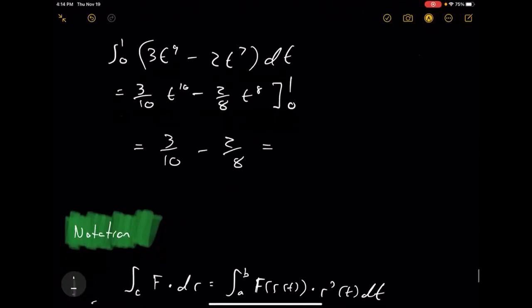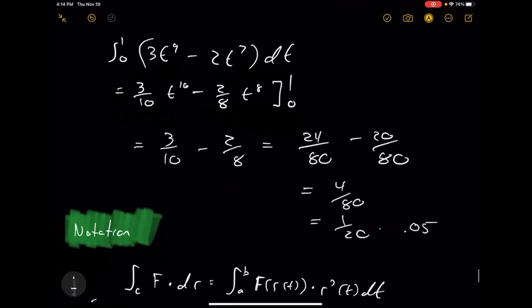And what is that? How about 24 over 80 minus 20 over 80, 4 over 80, 1 over 20, or, let's see, 0.05. Okay, now let's check. Is that the answer for number 19 in the textbook, section 16.2? Drum roll, please. 19, 1 over 20. Excellent.